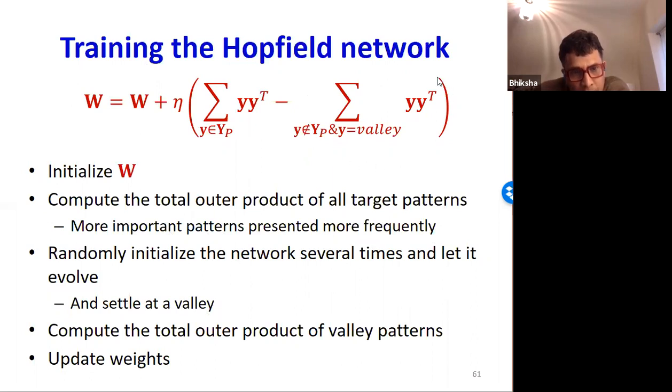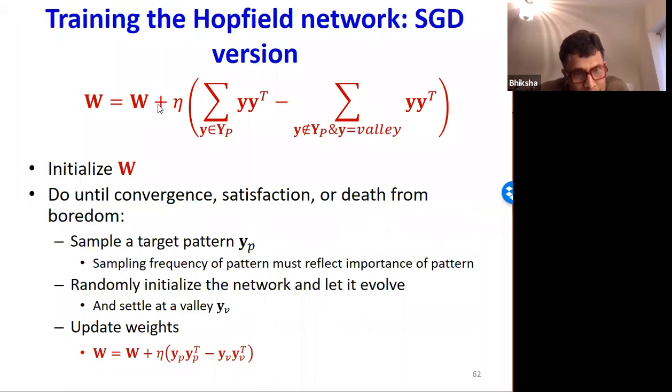I'm going to compute the outer product of all of the valley patterns, and I'm going to use this equation here. I can average these to update my weights. Or if I'm doing a stochastic gradient descent version of it, where I'm presenting one training sample at a time, then I would be sampling my target pattern in each iteration, then randomly initialize the network and let it settle at a valley. And I'm going to use this SGD version of this update rule to update my weights. Very simple. I mean, this is very pretty.